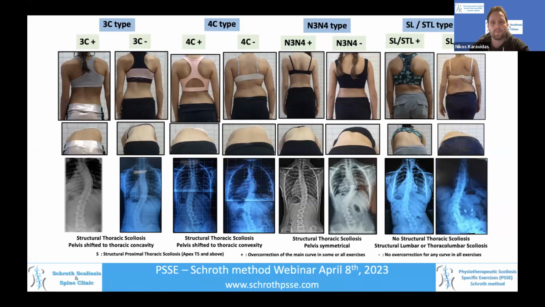And there is a huge difference because in 3C plus, you can overcorrect in the Barcelona school, but not in group 1-2 for this school. However, for us, as you can see, it is not a problem. Again, because whether you classify STL or 3C based on the apex, if it is T12 or above, you can do the overcorrective techniques and overcorrective exercises for the main curve, and this is very, very important.